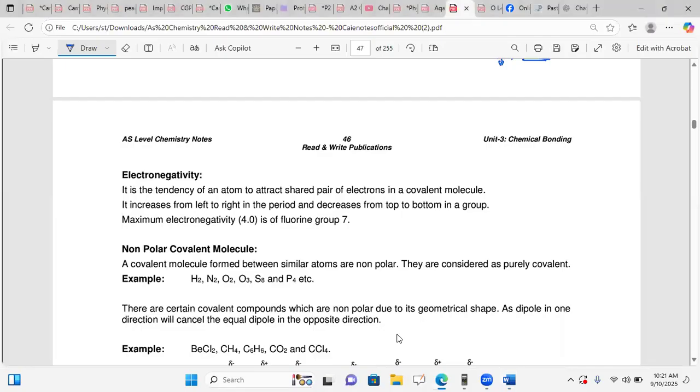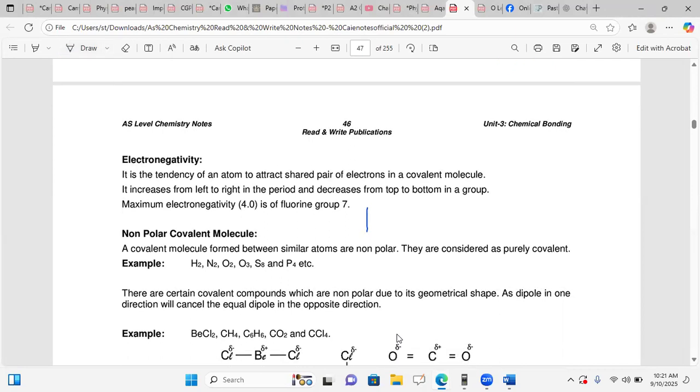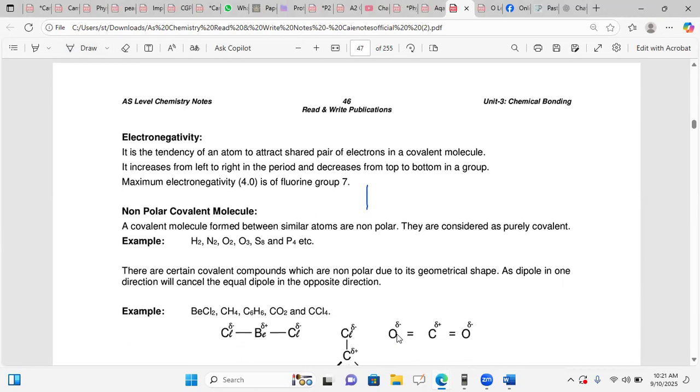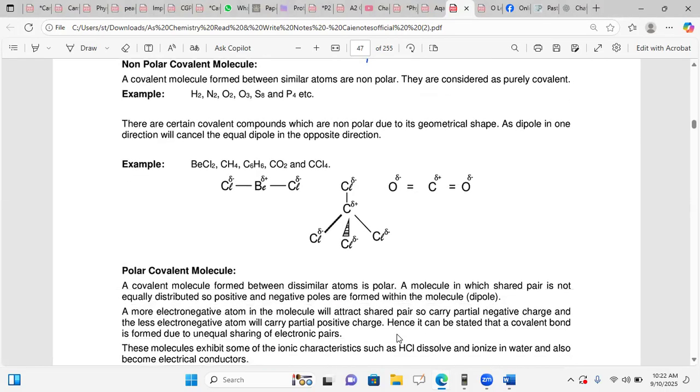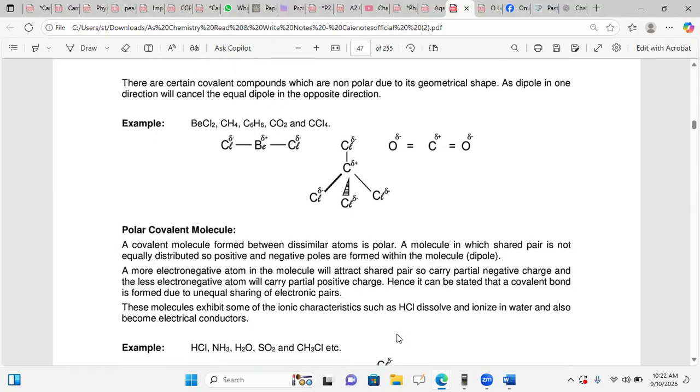After that, non-polar molecules. He is telling now, non-polar molecules are those which have zero electronegativity difference. For example, BeCl2, CH4, ethane, carbon dioxide, CCl4. Every dipole is going to be cancelled out, and those are called non-polar covalent molecules because their electronegativity difference is zero.